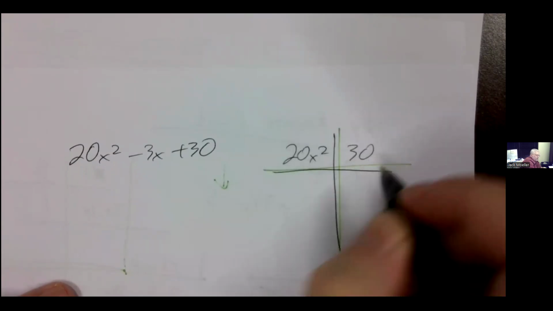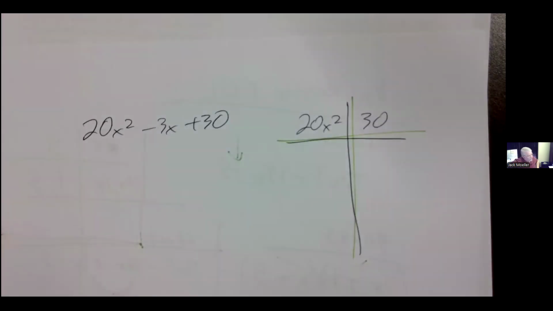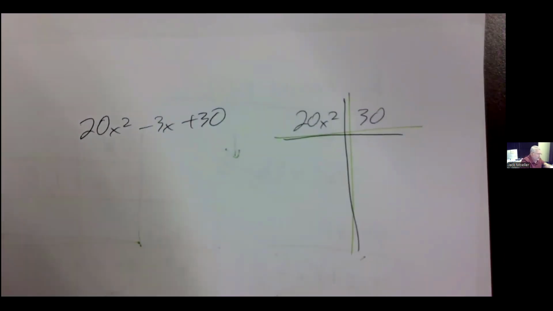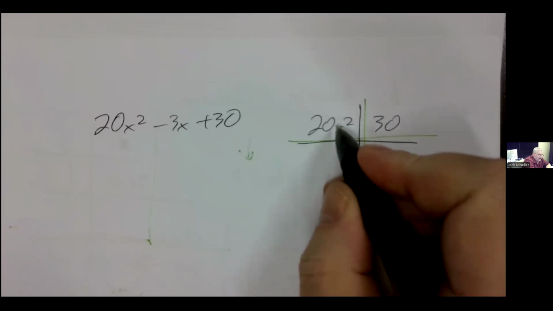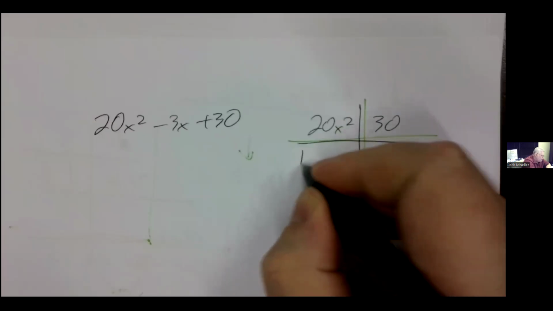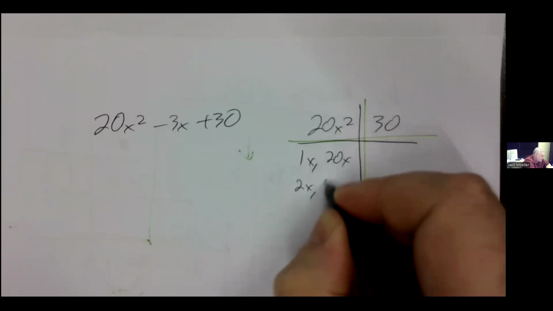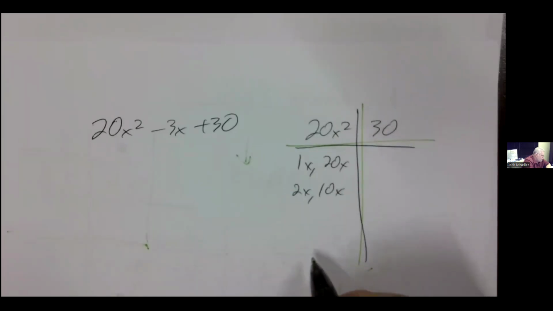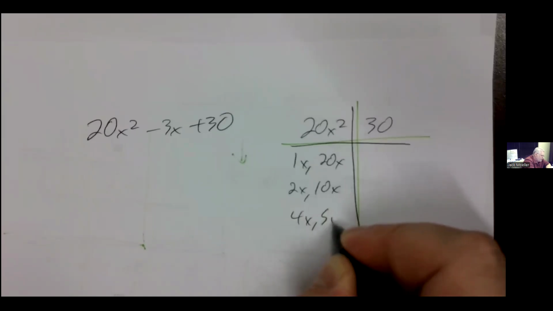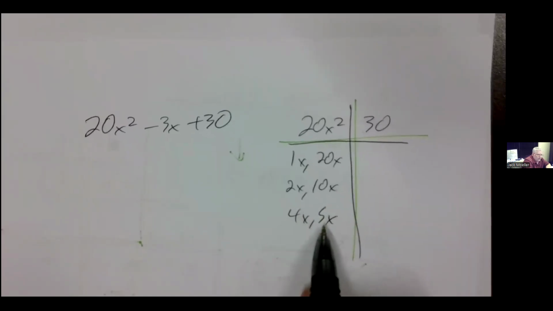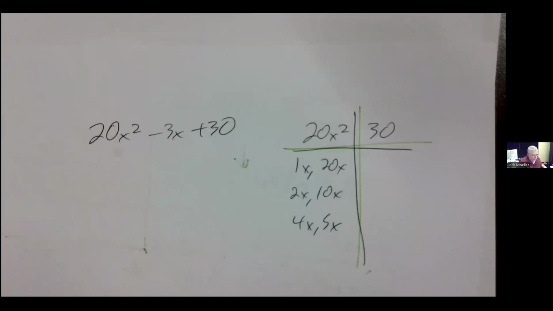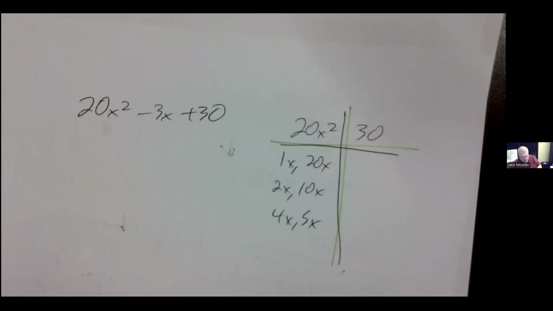I would not do this with reverse FOIL. I would do this with the AC method, which is still going to get complicated over here, but it takes a lot of guesswork out. So how do you factor 20x squared? Well, it could be 1x and 20x, 2x and 10x, 3 doesn't go into it, 4x and 5x, and then 5 is the next one on my list. So we're good. How can you factor 30?